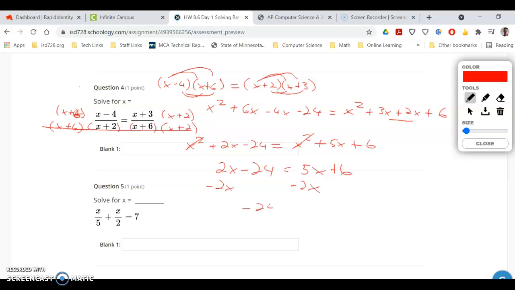So we have negative 24 equals 3x plus 6, and then minus 6 from both sides. Divide by 3, so we get negative 10 as our answer for x. And we could plug it in and check, but it should work out okay there. It looks like our answer is negative 10.